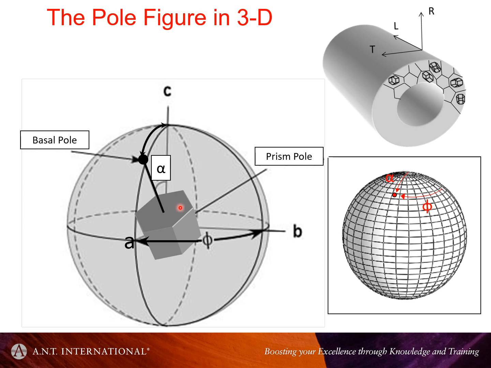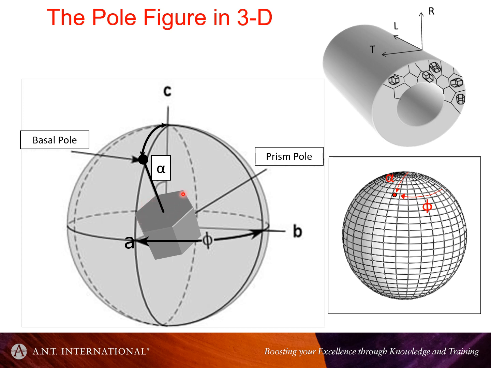Now, the most common pole that one uses to define the distribution of orientations of the grains is the basal pole, shown here, which is basically the direction perpendicular to the basal plane in the hexagonal crystal. We could look at other poles, like the planes or directions which are perpendicular to prism planes, for instance. But in this instance, we're going to be considering the basal planes.